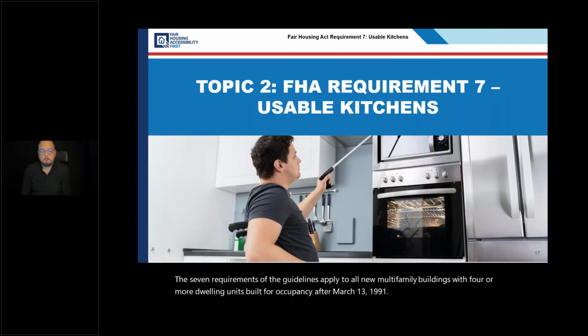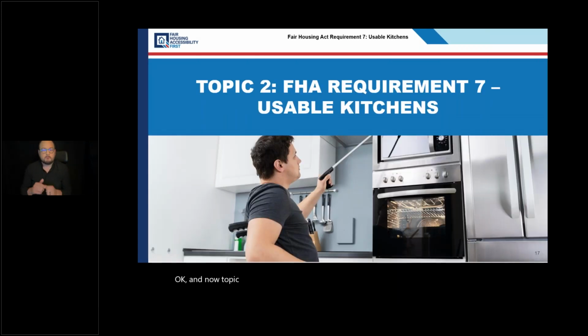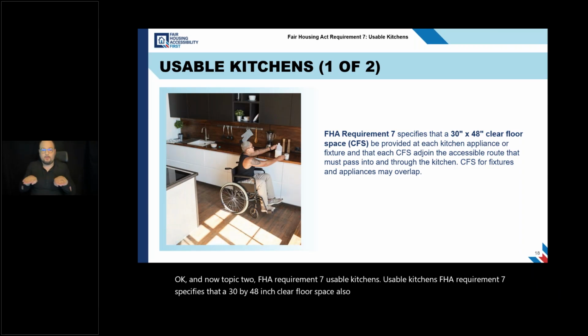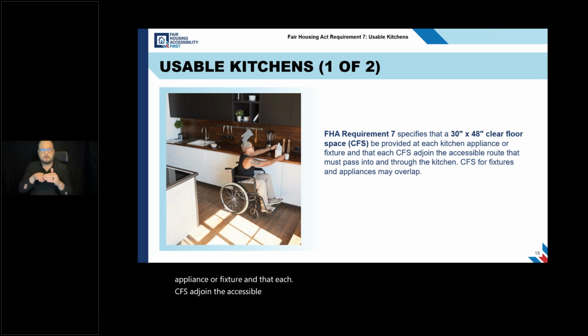Okay, and now topic 2, FHA Requirement 7, usable kitchens. FHA Requirement 7 specifies that a 30 by 48-inch clear floor space, also known as CFS, be provided at each kitchen appliance or fixture, and that each CFS adjoin the accessible route that must pass into and through the kitchen.